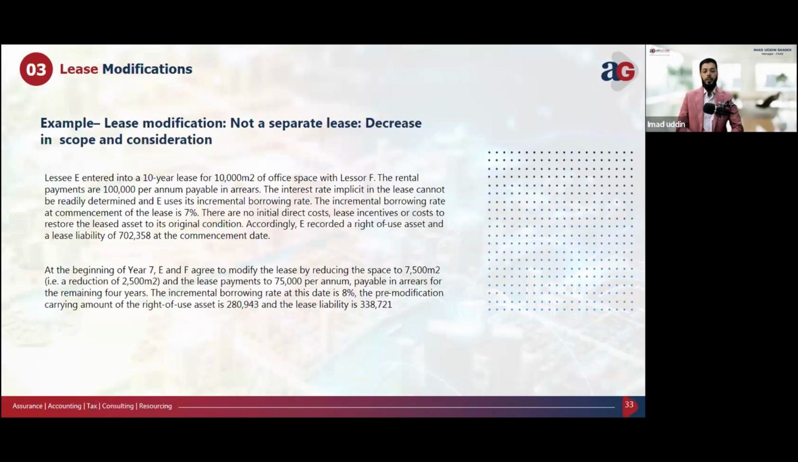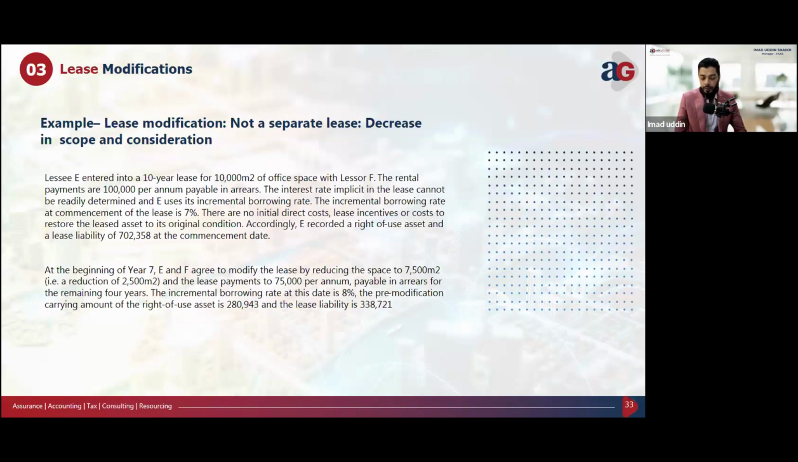All right. Here we have two parties, lessee E and lessor F. In this case, we rented out 10,000 meters square of office space for 10 years. Rentals are 100,000 and the discount rate is 7%. So the present value of the lease payments for these 10 years at a discount rate of 7% was 702,358 at the commencement. So this was our initial agreement, initial estimate of the lease liability.